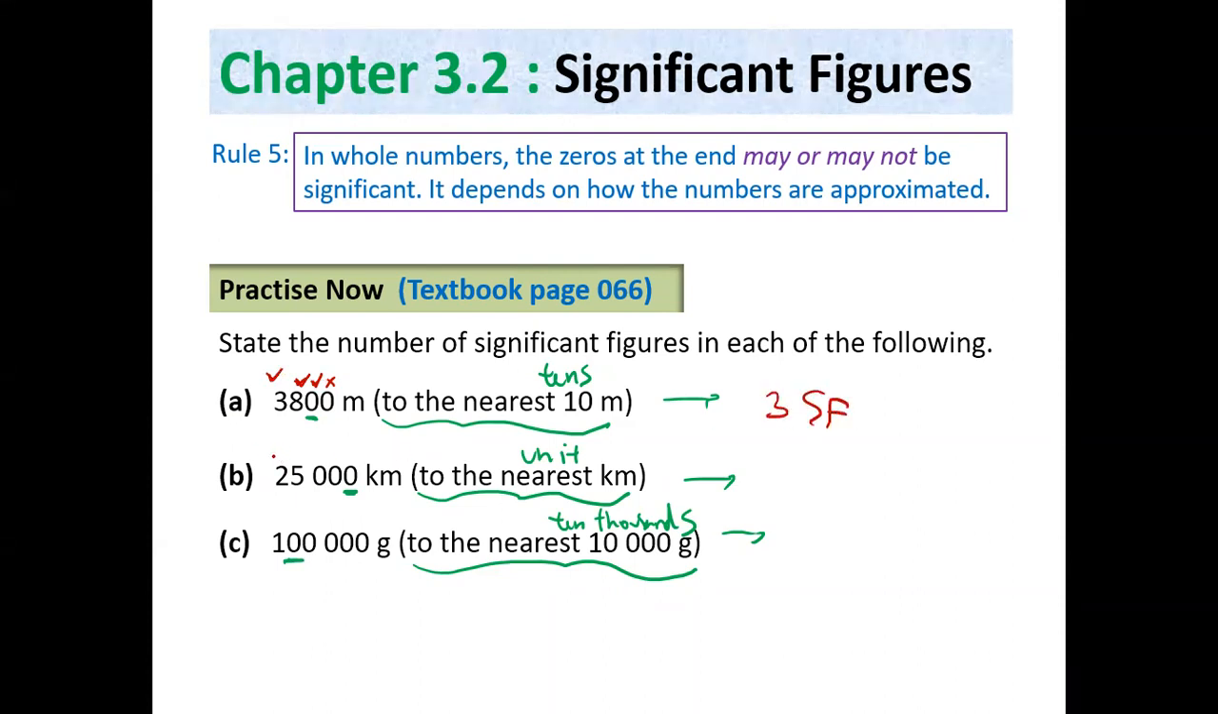And here you go again. 1, 2, 3, 4, 5. Everything is a significant figure because it is nearest km. And how about this? 1, 2. Just stop. Why do you just stop? Because we look at this condition. We have the condition to the nearest blah blah blah: nearest 1,000, 10,000, 100,000 and so on. So only 2 significant figures.